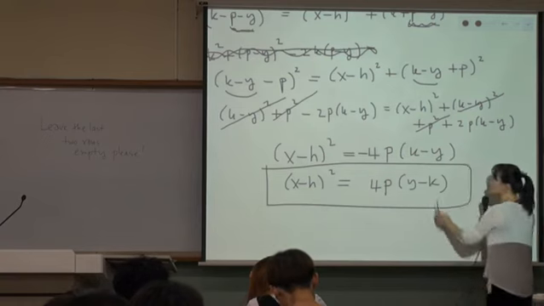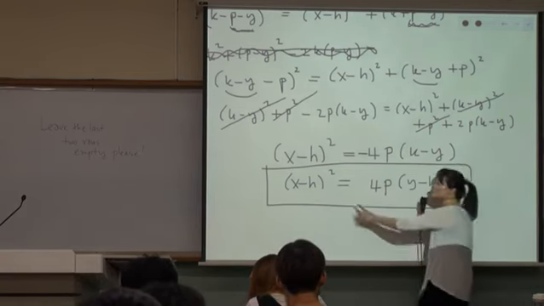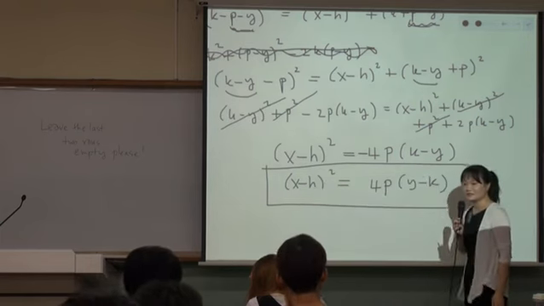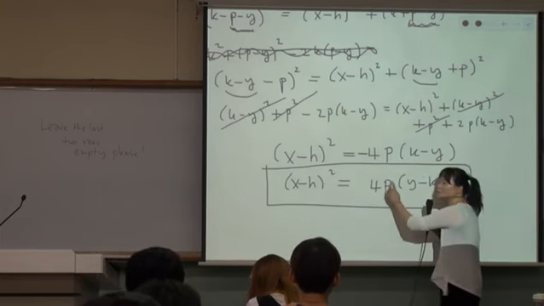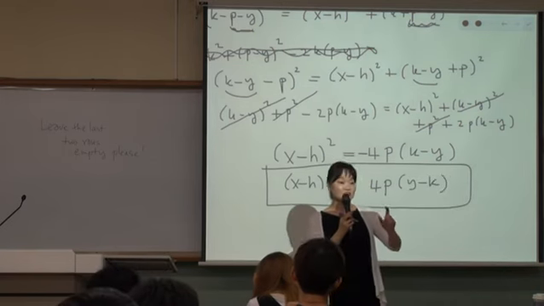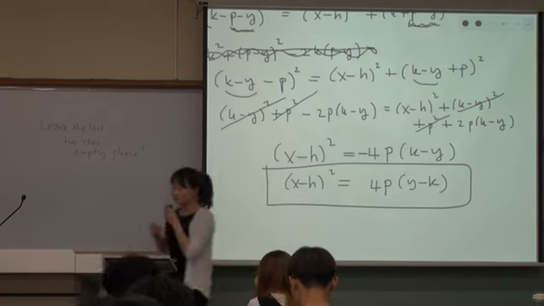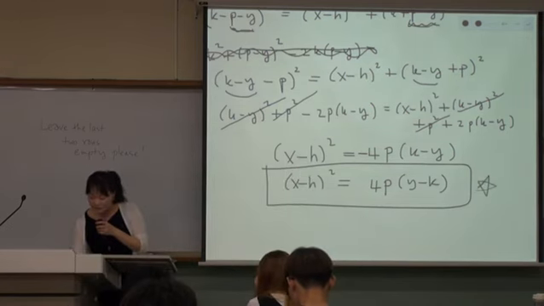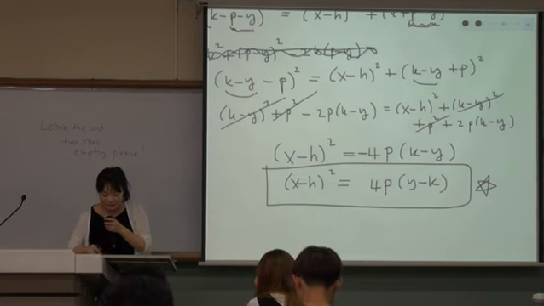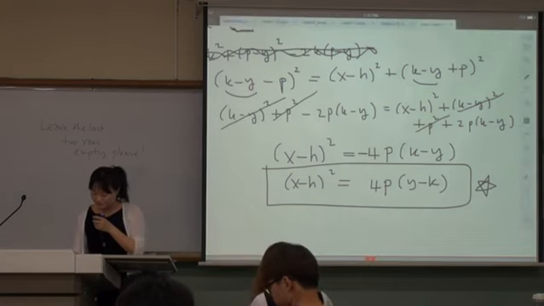What can you get out of this equation? Tell me what you can know from this equation. You can know the vertex. What else? If you know p, what can you know? The focus and directrix. Exactly. So remember this formula, and we'll see why the focus is important soon.